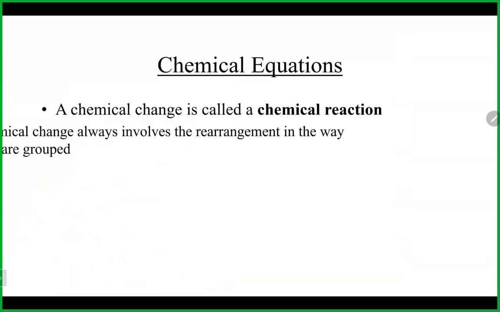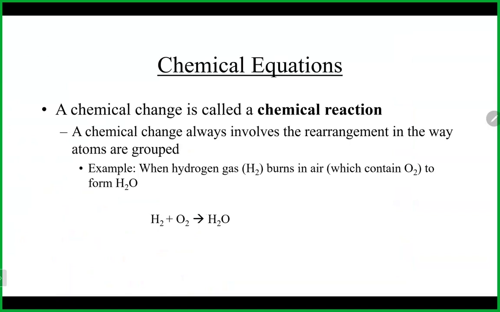So let's talk a little bit about the chemical equation. Chemical reactions are represented by chemical equations. Chemical equations basically use the symbols for everybody involved. And a chemical change always involves the rearrangement in the way atoms are grouped. When we have a chemical reaction, it's all about electrons, and it's all about electrons and bonds.